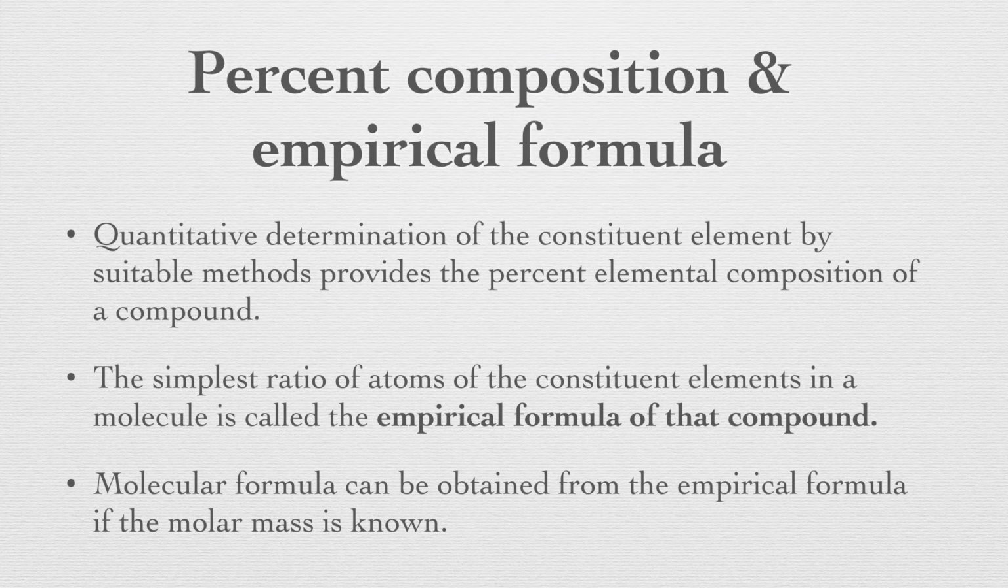For example, if my compound is C6H12O6, this is glucose. This is the molecular formula of glucose, C6H12O6. If I want to say what the empirical formula of glucose is, it will be CH2O. So hopefully you understood the difference between the molecular formula and the empirical formula.